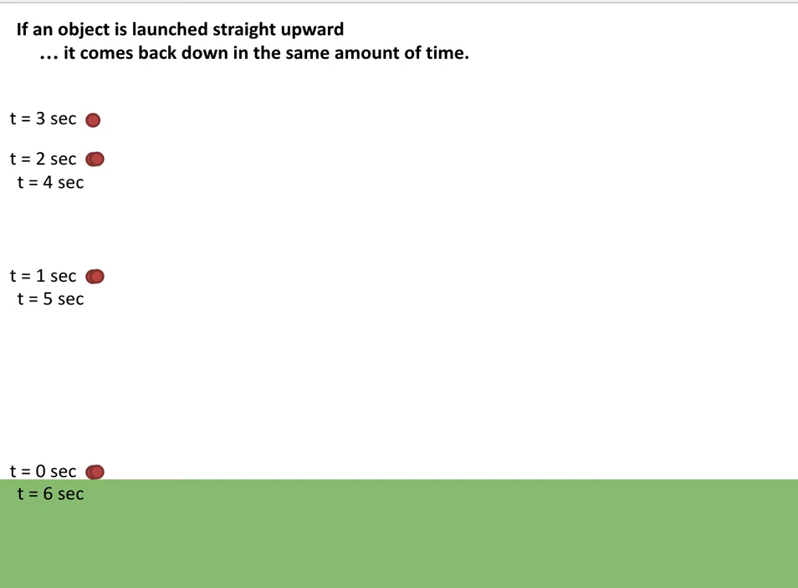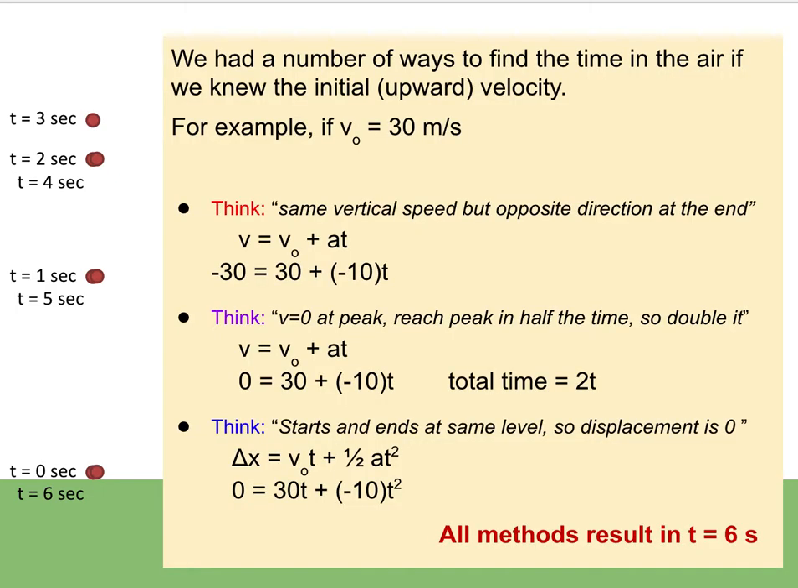We had a few ways of finding how much time it takes to go up and down. Of course, this diagram shows the time, but if instead we had been given the initial speed, in this case as being 30 meters per second, we would have a number of different options of how to find the time in the air. We could use our velocity equation and recognize that the speed is the same when it leaves the ground and when it comes back down. It's just pointed in the opposite direction.